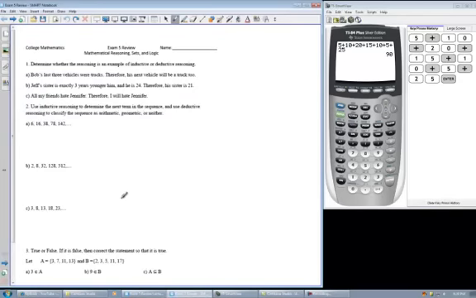So on Exam 5 review, number 1 says determine whether the reasoning is an example of inductive or deductive reasoning. So Bob's last 3 vehicles were trucks, therefore his next vehicle will be a truck too. Okay, so this is an example of inductive reasoning, right, because you're going from these past 3 examples and then concluding something in the future.